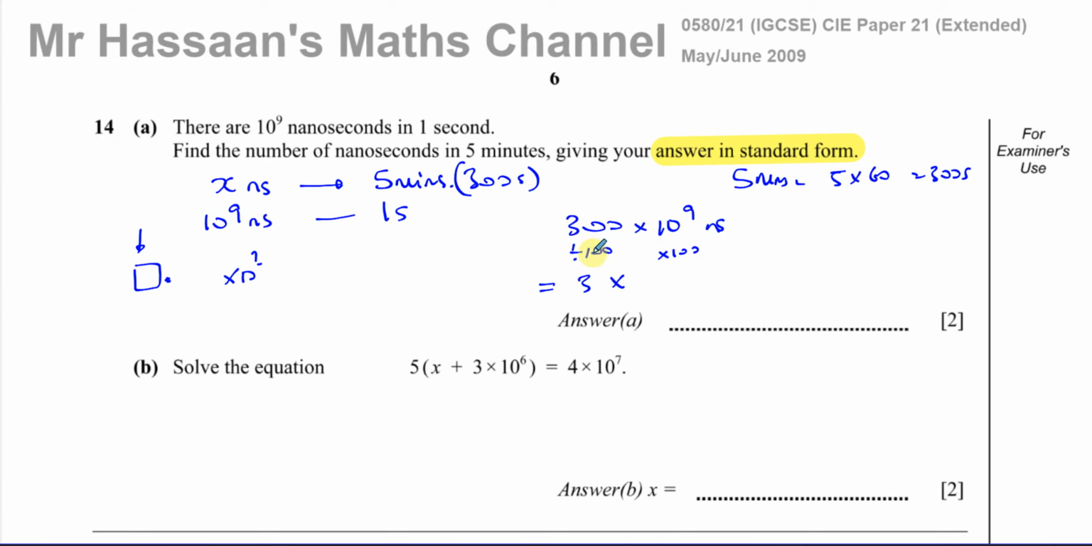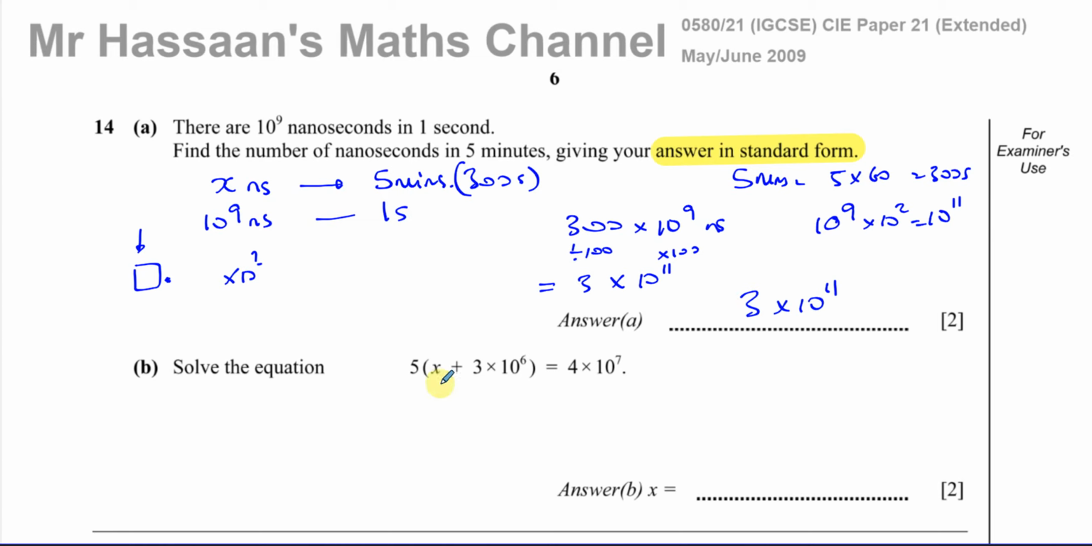So I divide this section by 100, I have to multiply this section by 100. So that's 10 to the power of 9 times 100, which is 10 to the power of 9 multiplied by 10 to the power of 2. And you have to add the powers, so it's 10 to the power of 11. So you end up with 3 times 10 to the power of 11 as your answer. Okay, so there's the answer there. That's now in standard form. Okay, so there's part A.